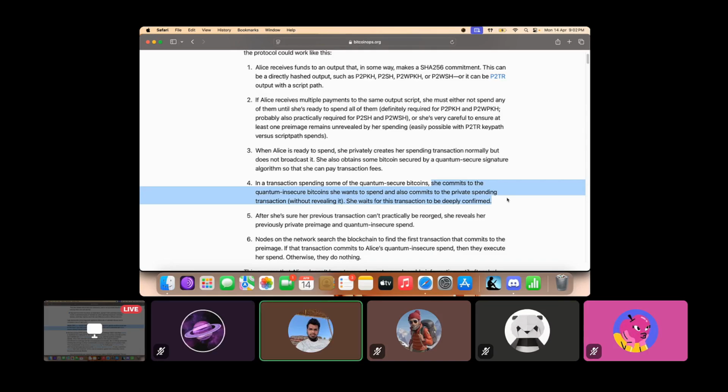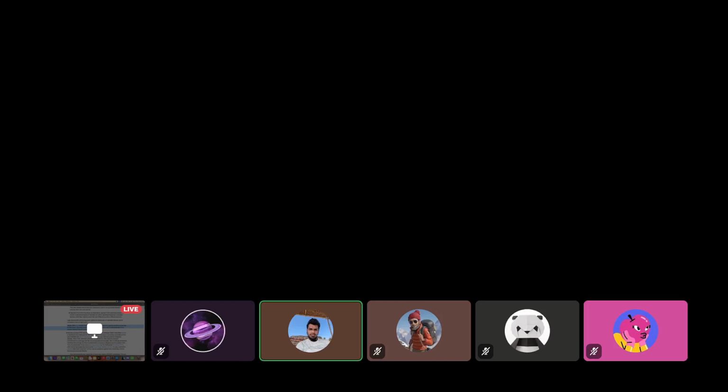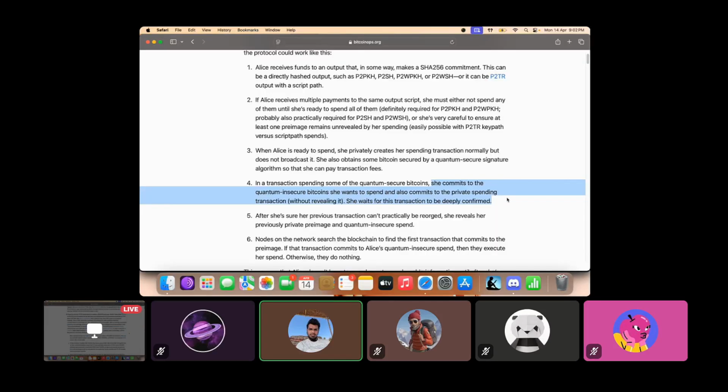Once that transaction is confirmed, then she will broadcast the quantum vulnerable bitcoins. But those quantum vulnerable bitcoins will have the pre-image of the digest that the quantum secure bitcoin has, and the nodes will only validate the transaction if the hash of the pre-image matches the commitment in the quantum resistant transaction, right?